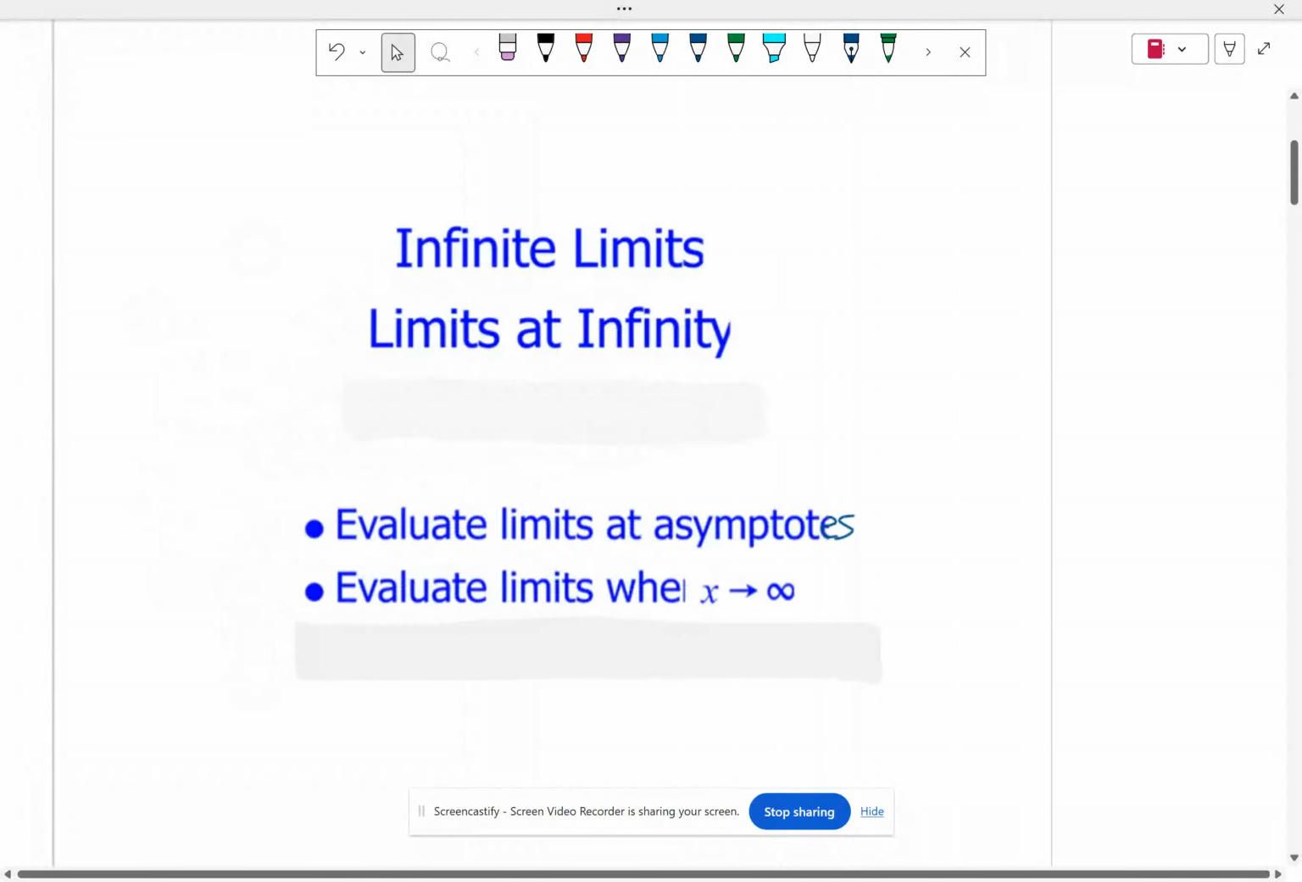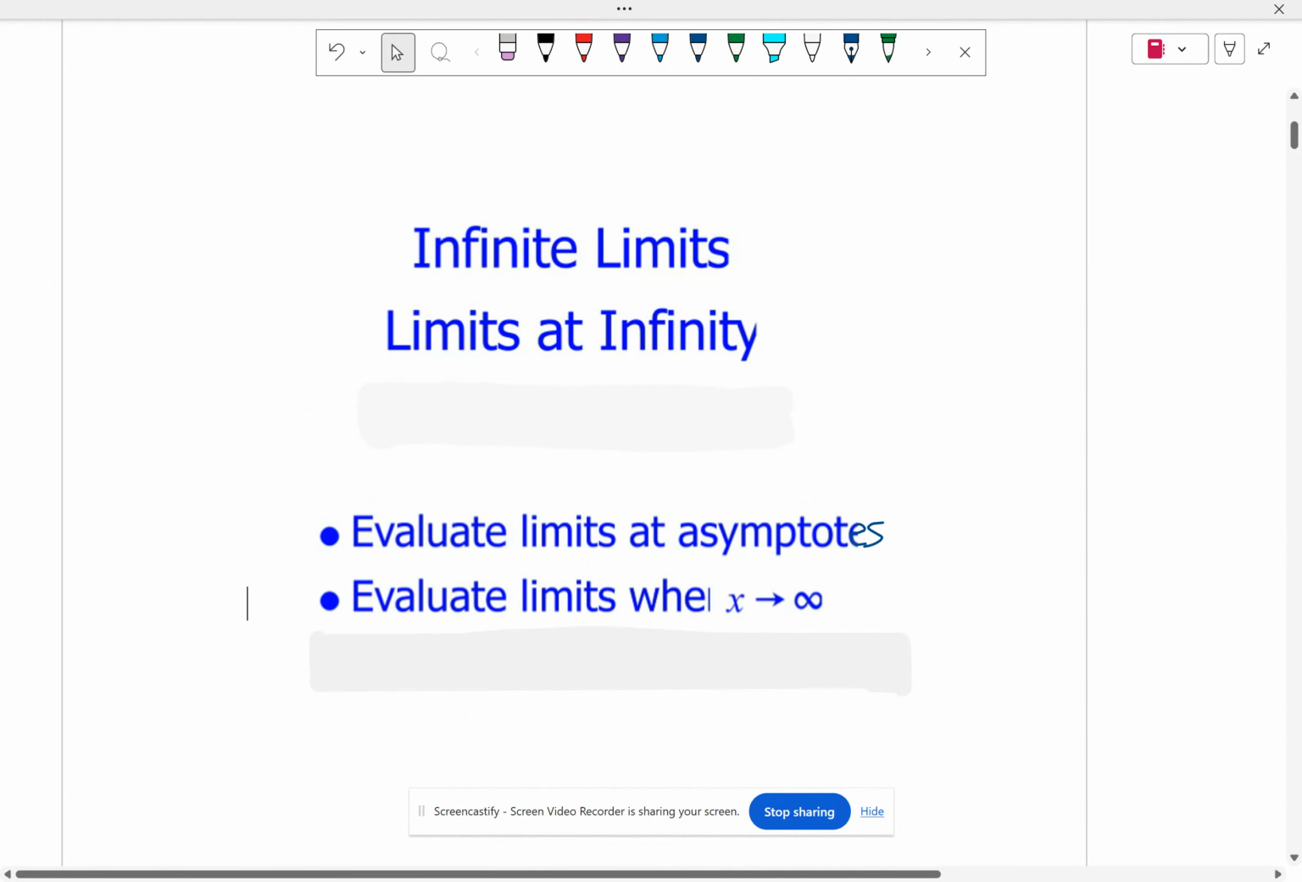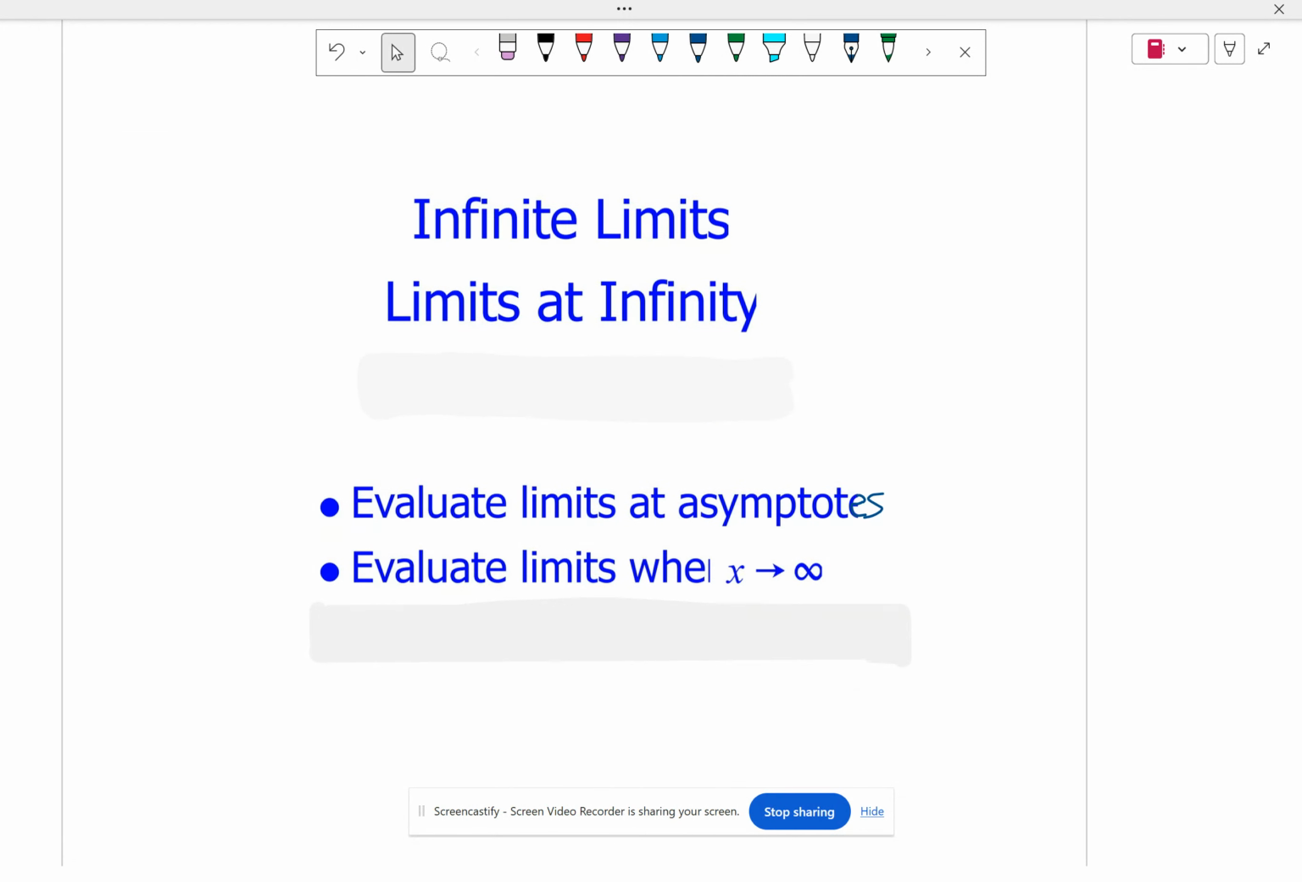Hello, Calculus. Today we're going to look at infinite limits and limits to infinity. The goal for today is to be able to evaluate limits at asymptotes, as well as evaluate limits where x approaches infinity or negative infinity.